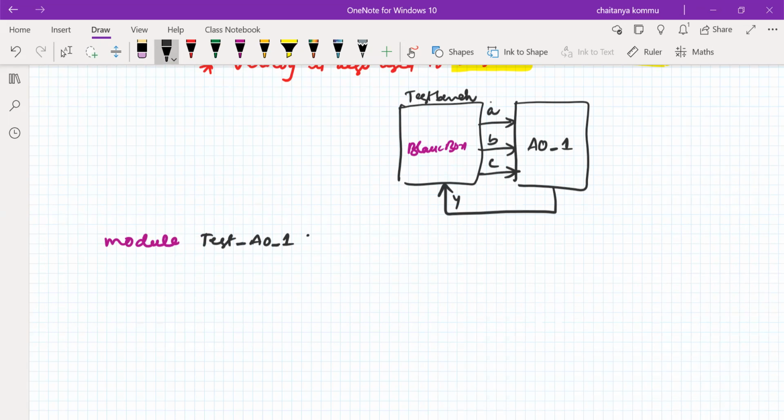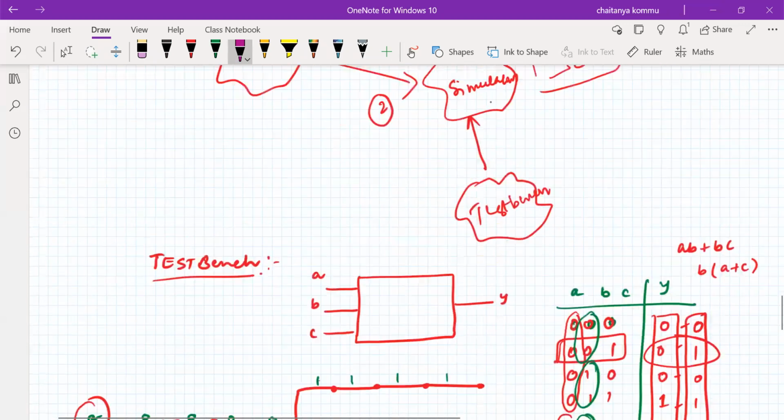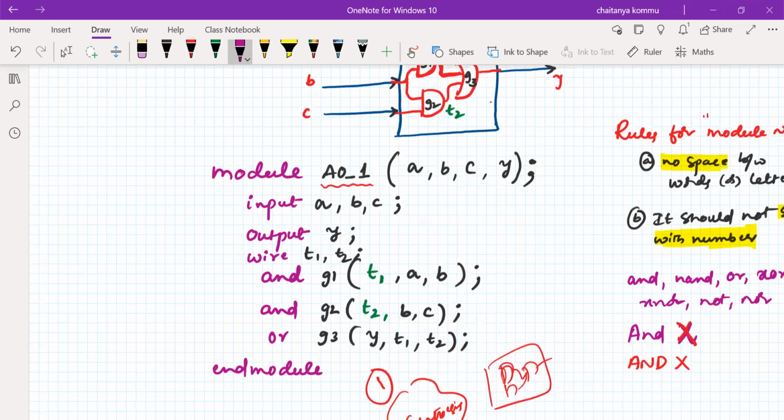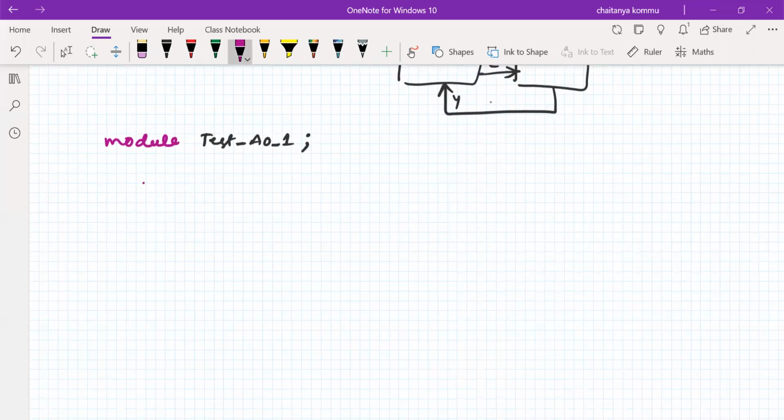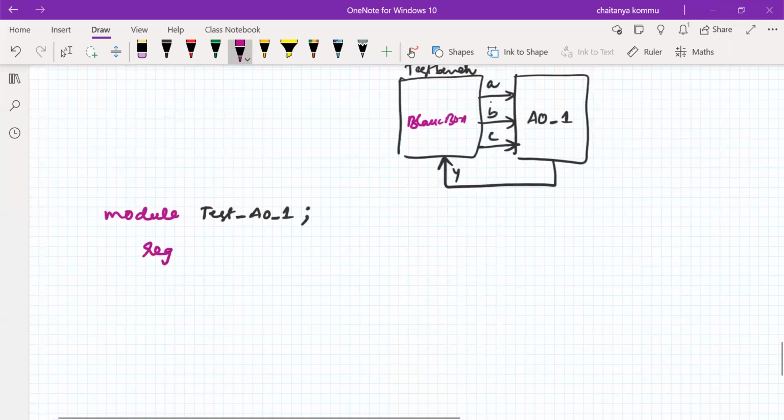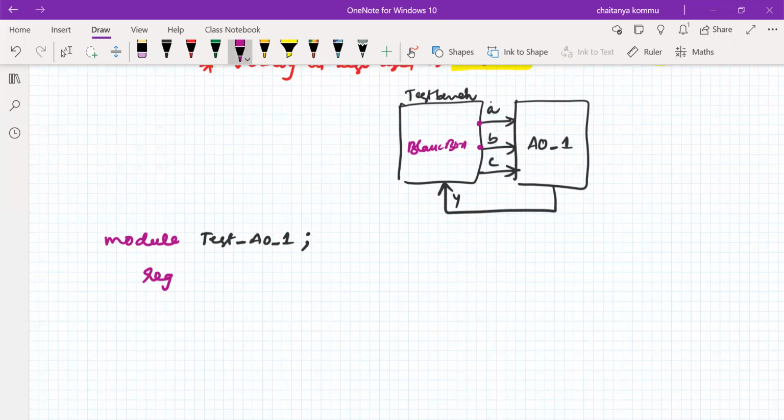So we don't need to write an external view and internal view for this circuit. Just give a semicolon. Clear? Now, what I have to do: all the inputs of this particular circuit will be treated as registers. So A is one register, B is one register, C is another register. We write A, B, C as register type.